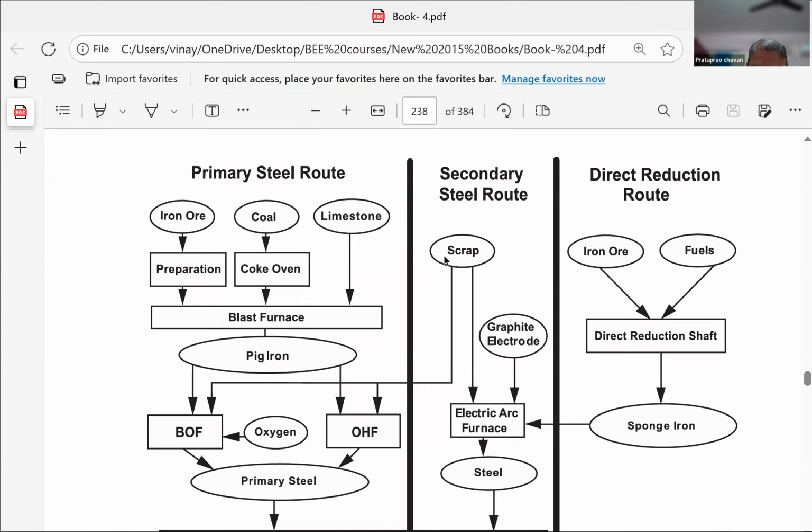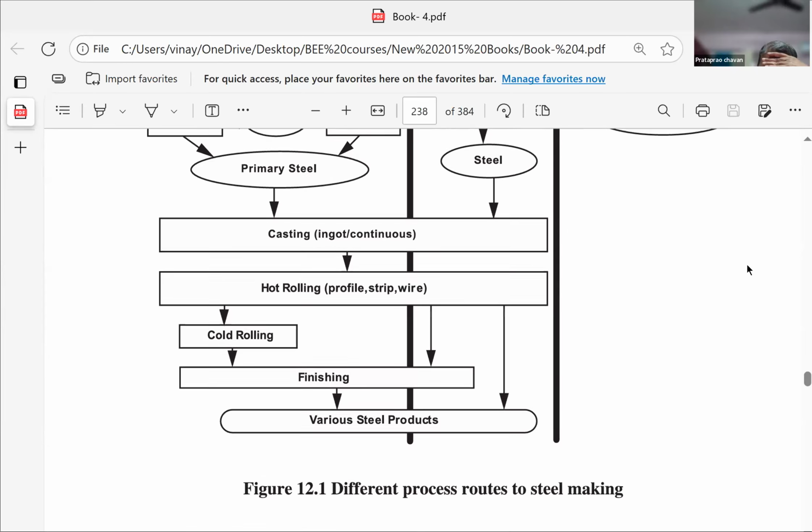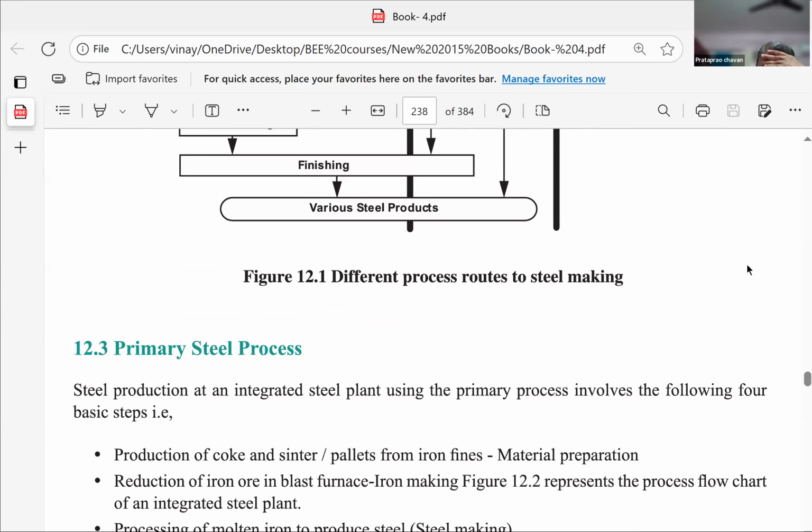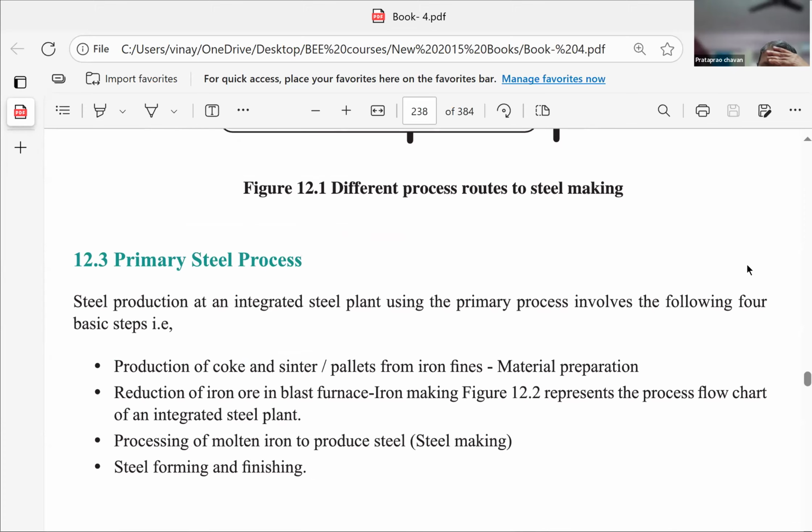The energy consumption in all these three routes is different. Losses are also different and peculiar to the particular industry. Heat recovery methods are also different. So in the steel industry, what we want to learn in this chapter is basically that steel can be made in three different routes. They have their own peculiarities, losses, efficiency levels, and pluses and minuses.